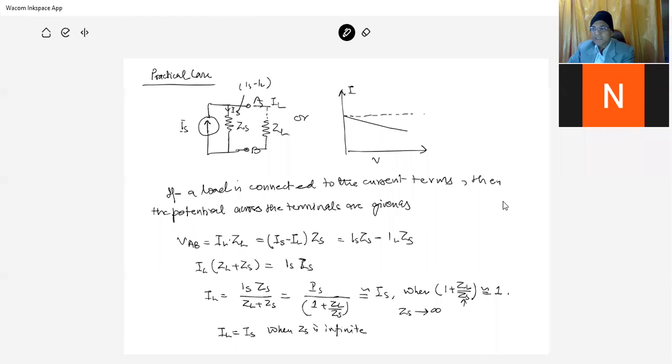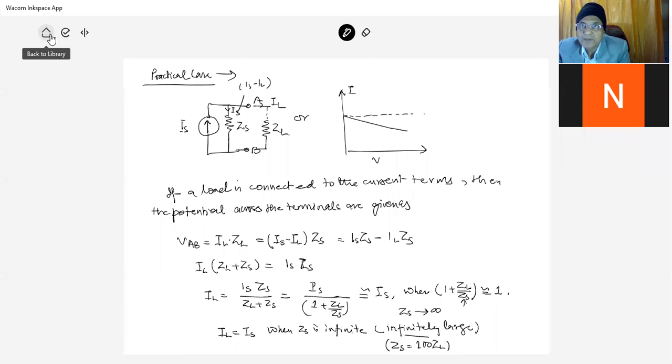Infinity, or sometimes we call it infinitely large. So this one is the practical case of the current source. When we call ZS infinitely large, ZS is approximately 100 times ZL. If it is a current source, this one is 100 times the load. So this is the current source.